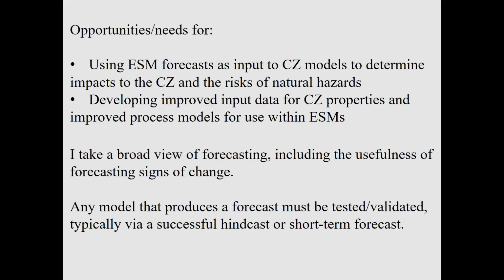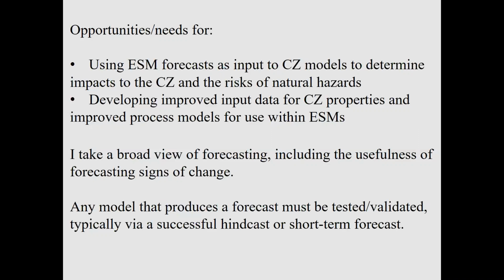Another activity might be developing improved input data for critical zone properties. And so here I can invoke the same example I had before. These Earth system models are using generally uniform soil thickness across the globe. And so, can we as a critical zone community derive better input data sets that honor the spatial heterogeneity of the system, the portion of the system that we're expert in, in particular the soil system, and one can extend that also to thinking about things like how vegetation influences boundary layer atmospheric physics, for example.